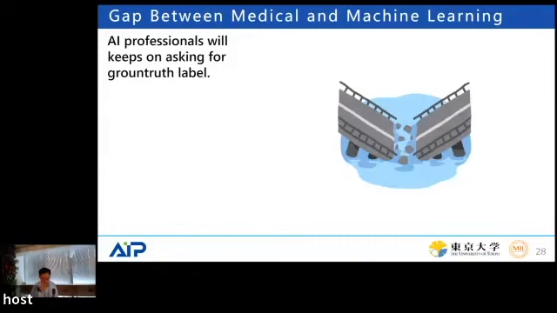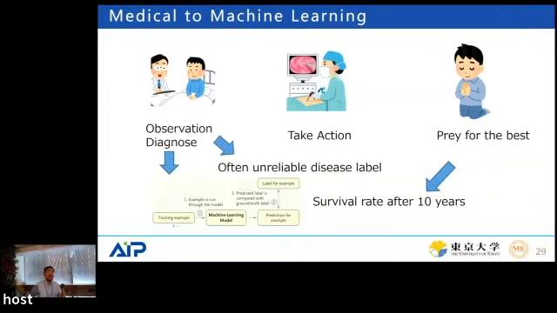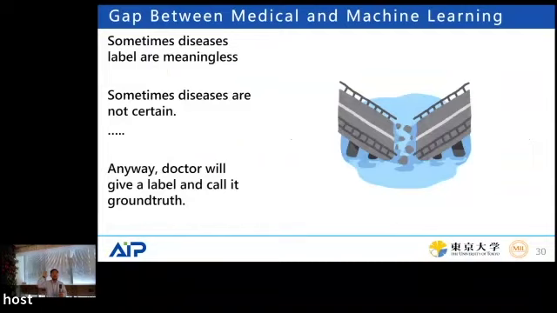So here is a major gap I want to mention. AI professionals keep asking for a ground truth label, saying, this is a dog, this is a cat, so in medicine you should give us a label. But actually, the doctor can never give this label, because the doctor doesn't know what will happen. They can just give a label based on their guess. And then they will say, okay, since you keep asking, here is a label, and then you should fit it. So this is the major gap in applying AI to the medical domain. The disease labels are sometimes meaningless and sometimes uncertain.